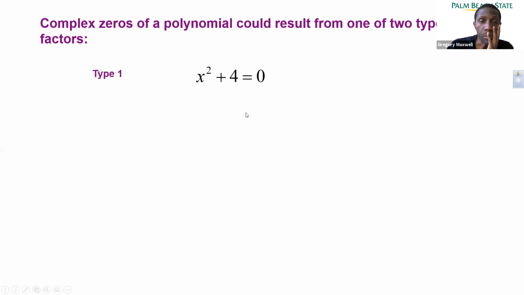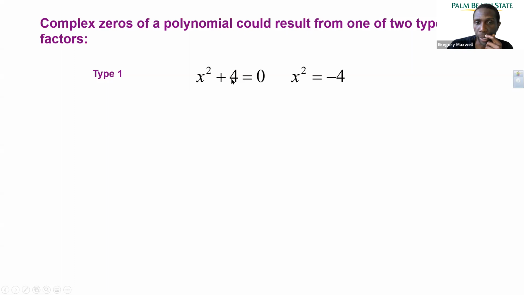So here's the key about complex zeros. If you have a polynomial and a number is a complex zero, its conjugate is also a complex zero. So here's an example of a polynomial with complex zeros. I have x squared plus 4 equals 0. There's no real number that works here.